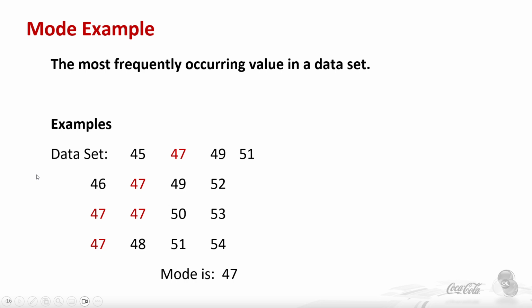Welcome to Quick Learning. Today we are going to learn some other examples of mean, median and mode. So we will start with mode. Mode is the most frequently occurring value in a data set.